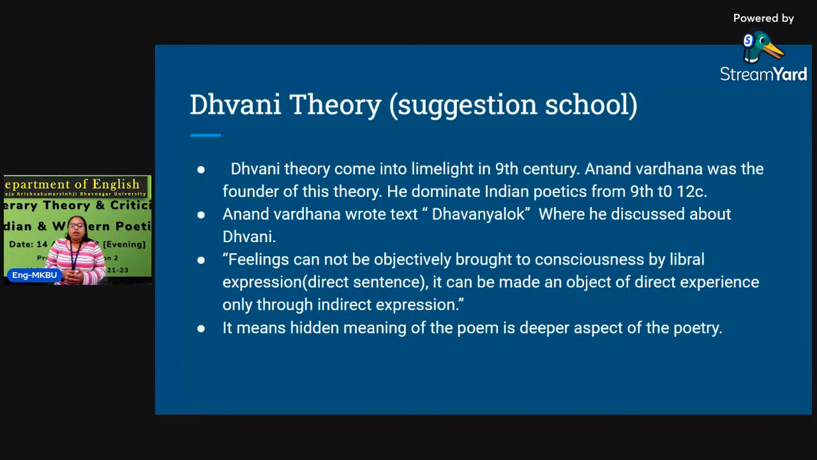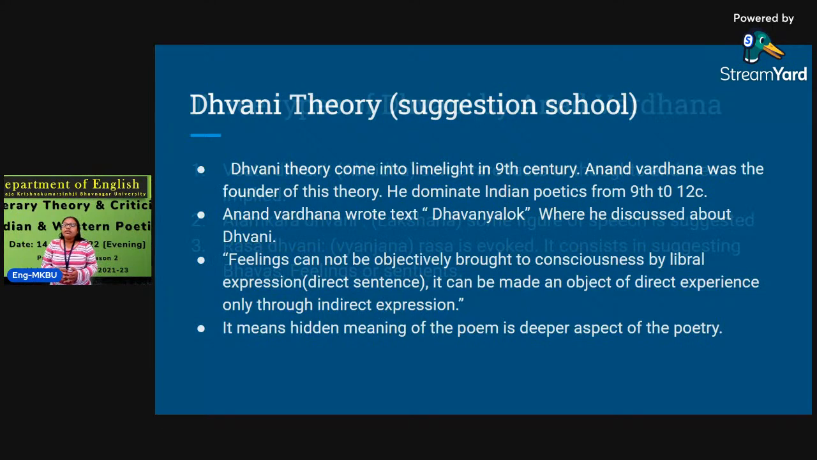expression. So in poetry, if whatever a poet wants to tell us or write to us is said directly, then we cannot find any happiness or aesthetic pleasure in reading that. But if in poetry there is some line where we are able to read between the lines, then only can we find aesthetic pleasure from the literary work. So it means the hidden meaning of the poem is the deeper aspect of the theory, and it is dhvani.